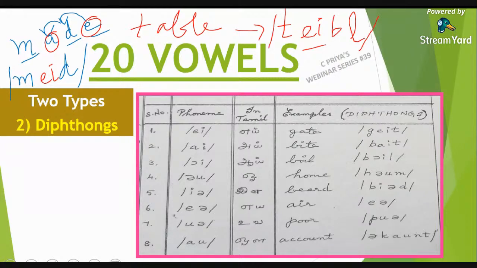Now we can take any dictionary. Next to the word table, you will have this pronunciation. This table is made of wood. That's all. American English. It is not made, it is made. MEID. Pronounced made. This is American English. Right?